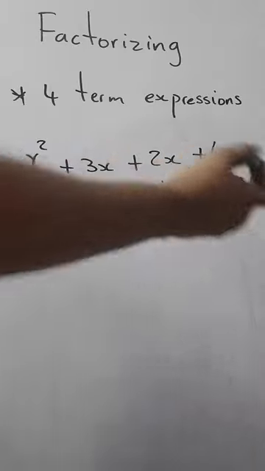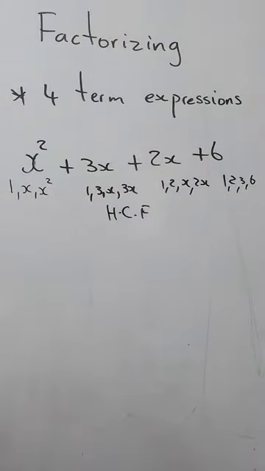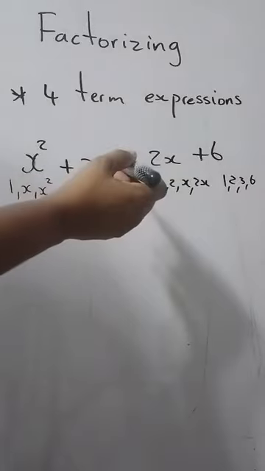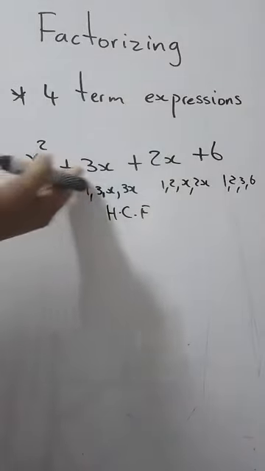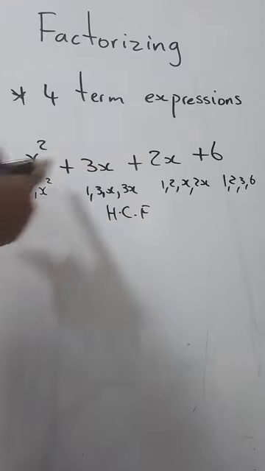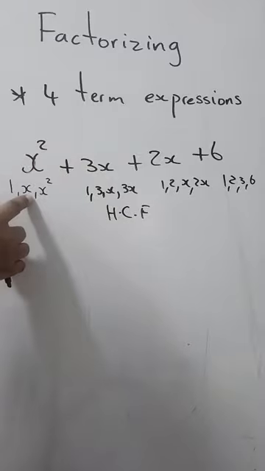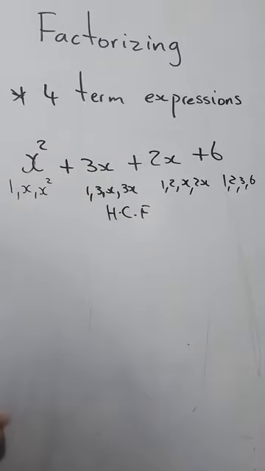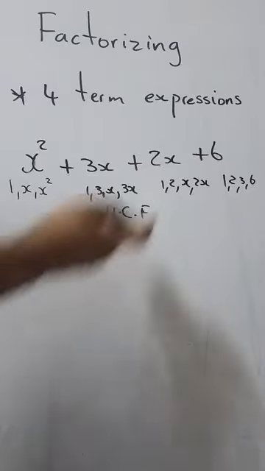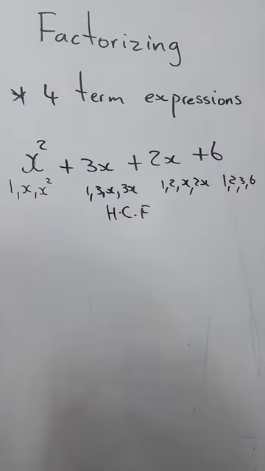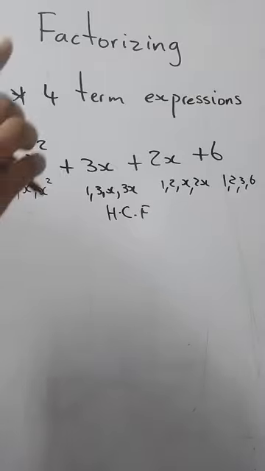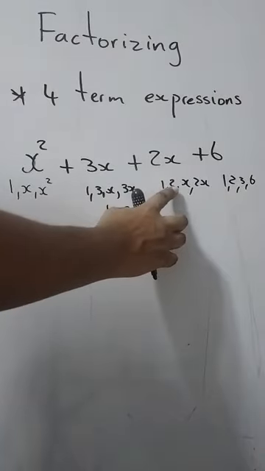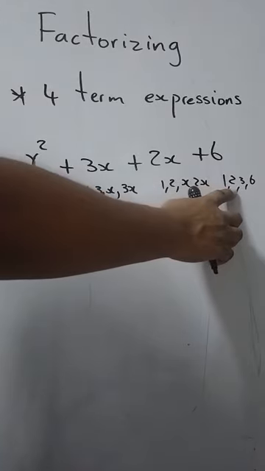Now, when you have four terms in an expression, you want to do what we call grouping. We're going to be grouping the first two terms here because those two terms have a common factor. X is common here. And then we want to group the second two terms because they also have a common factor as well. I can notice that this has 2 in common and this also has 2 in common.